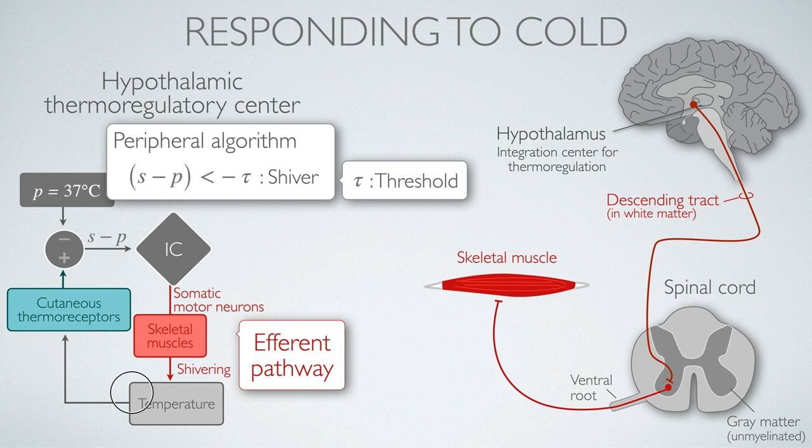So our problem is that we have a low temperature. If we generate the heat from shivering, that's going to tend to counter that low temperature, which gives us the negative feedback because now that's going to help to reduce the error, which might eventually cause the shivering to turn off.